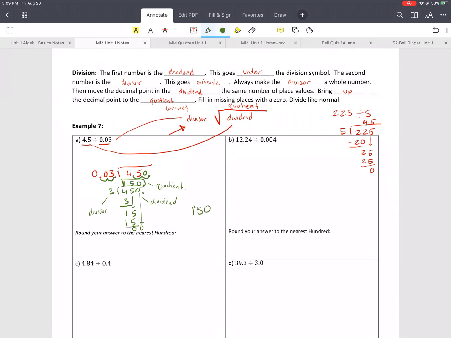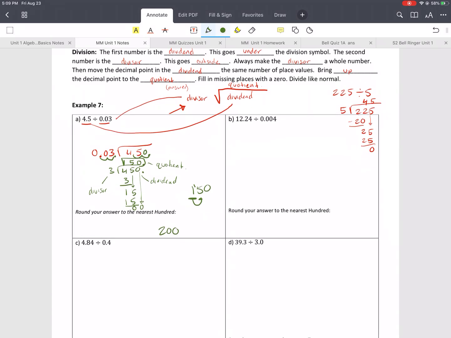150. Okay, and then it says round to the nearest hundredths. So we'd look at our hundredths place, look to the right. Since it's 5 or greater, we round up to 200. Okay, so that is how you can do it.